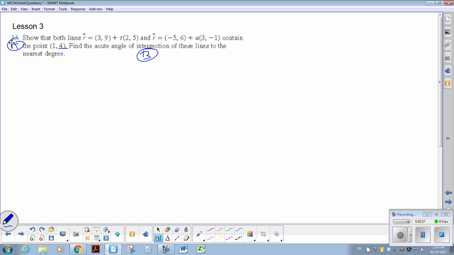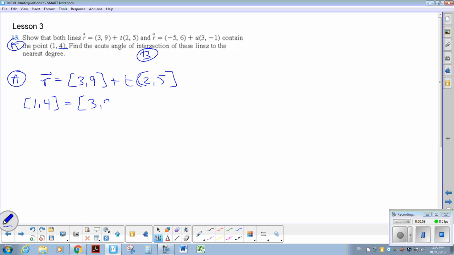All right, so part A, how do we go about finding whether they are in fact an intersection point? What I would recommend is, I'm going to take that first line, (3, 9) plus t (2, 5). I could switch it to parametric, or we can leave it in this form as well. I'm just going to substitute the point in. So if I substitute the point (1, 4) in for the left side, we end up with (3, 9) plus t (2, 5). Now I'm just going to look at the x component.